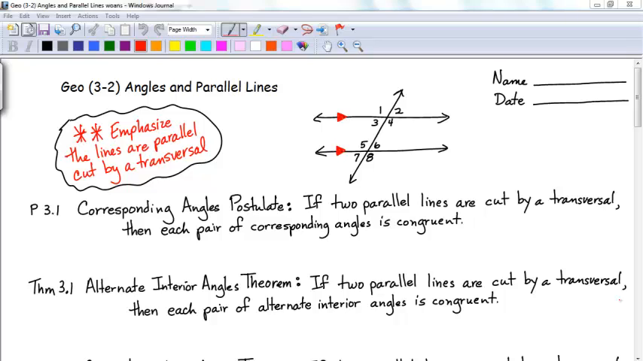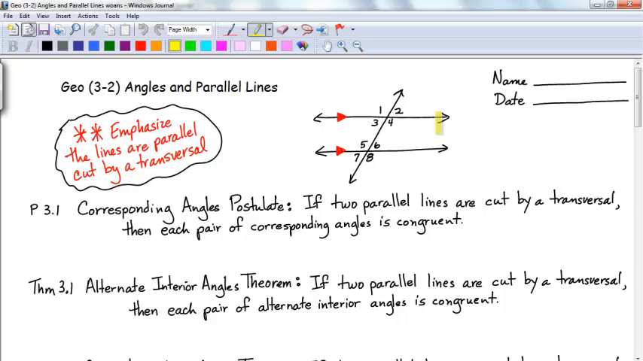Okay, first, remember when you're looking at this diagram, at this sketch, when they show you the little red arrows in the book, you've got to pay attention to those. That's telling you that this line is parallel to this line. Those two lines are parallel, cut by this transversal. And then they label the angles. From that, you're going to get several postulates and theorems.